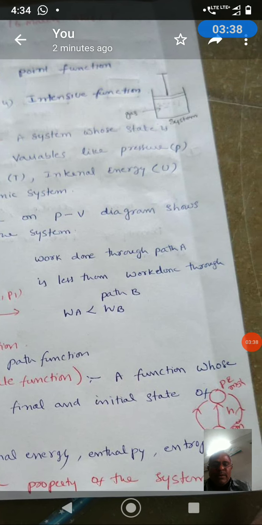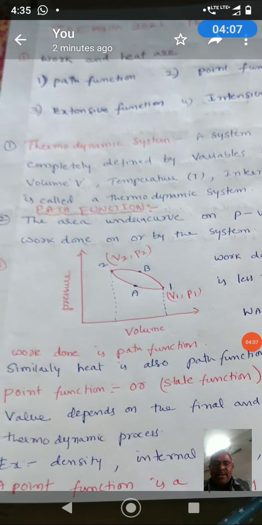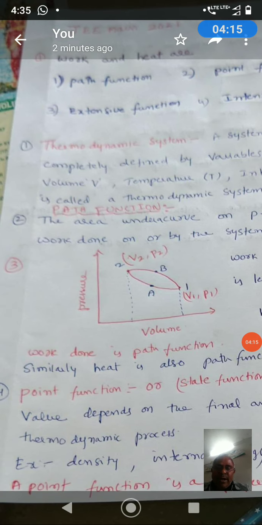It does not depend upon the path. I will give one mechanical example for this. If you are taking mass m to height h, its potential energy is only mgh. You can achieve this height h in different ways. I have shown in the figure. You can go directly, or you can go another way, or yet another way. But its potential energy depends upon the height only. Similarly, internal energy also depends on the initial and final states. So we call it a point function.